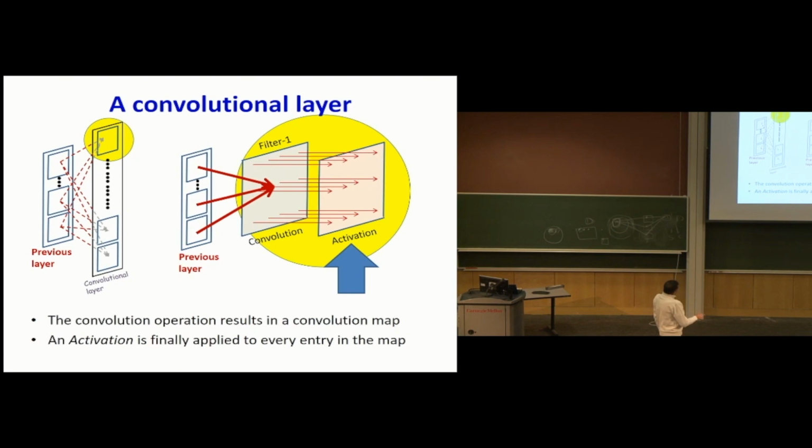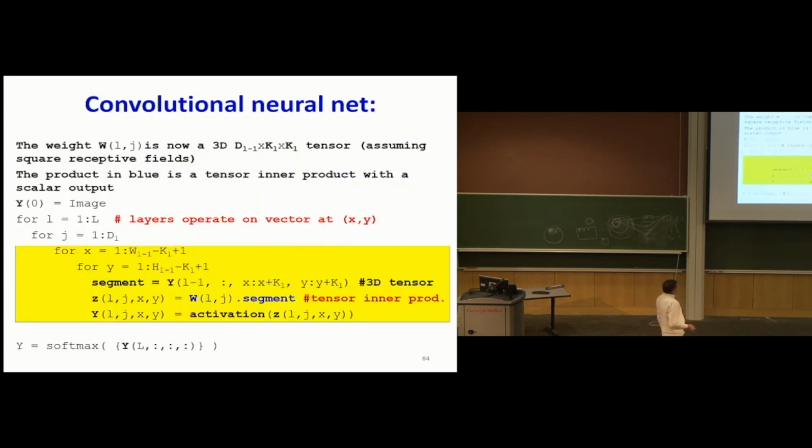So the convolution operation results in a convolution map, that's this guy. And then you apply an activation to it. The activation function can be anything. Typically, we use a ReLU. And this is the same code as before. I just extended the yellow box to show you that once you compute the z's, you then perform the activations on them to compute the y's.